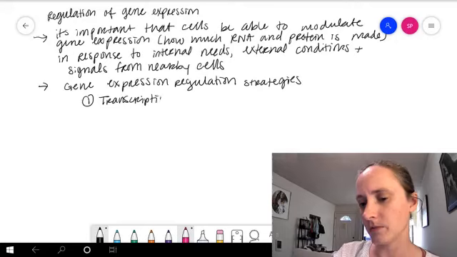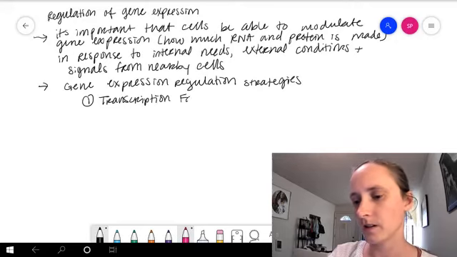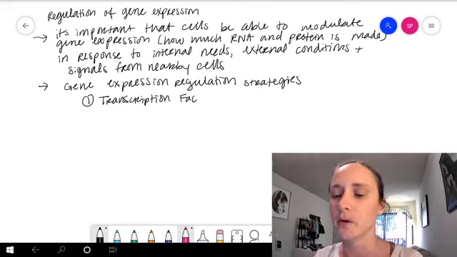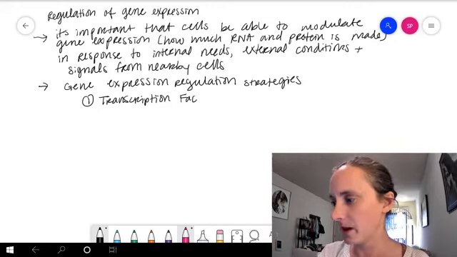Your lab this week is actually all about transcription factors, so you'll do some even deeper exploring. Hopefully they're fun activities. I don't know. I have fun writing them.